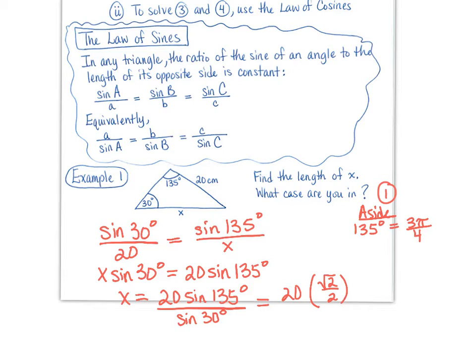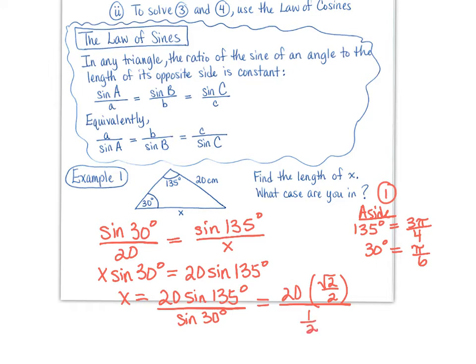And 30 degrees is equivalent to what? 30 degrees is the same thing as what radians? Pi over 6. Good. Now, what is sine of 30 degrees? 1/2. Good.